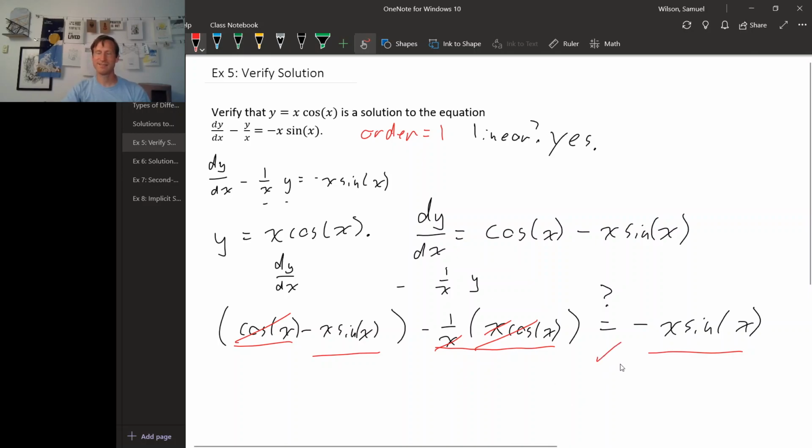So yes, those two sides are equal, and so this supposed solution, x times cosine x, really is a solution to the differential equation. One thing we don't know is whether this is the only solution to the differential equation. Based on what I said before, you might guess that it's not the only solution, and you'd be right. But at this point, we don't have any tools for finding other solutions to this differential equation.